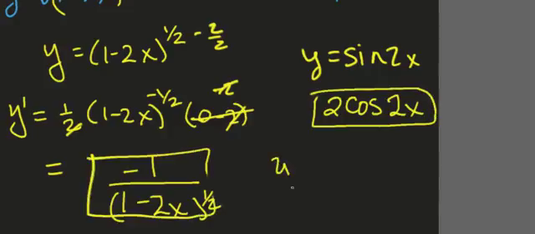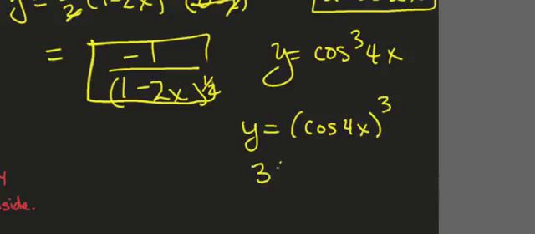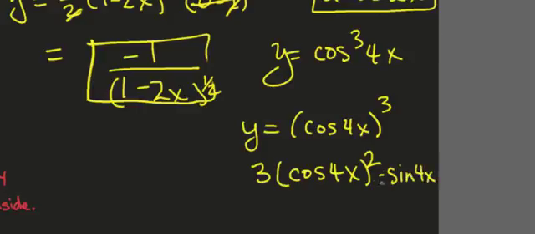If we were to look at the next one, we have y equals cosine cubed of 4x. This is the last one I'm going to do on this video. Rewrite that if you want as y equals cosine cubed. Bring down the 3. Rewrite the cosine of 4x. Then the derivative of cosine is a negative sine of 4x. Now, right here, if you don't add parentheses, you've changed something that should be multiplication to subtraction, which I see all the time. Don't forget that parentheses.